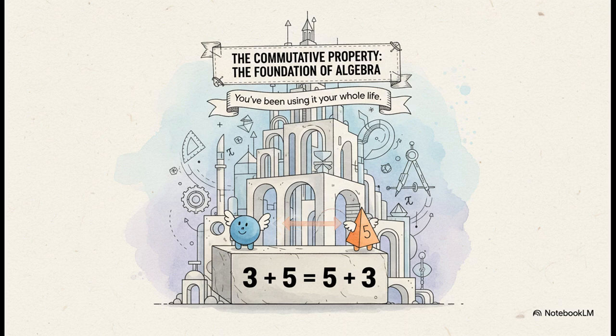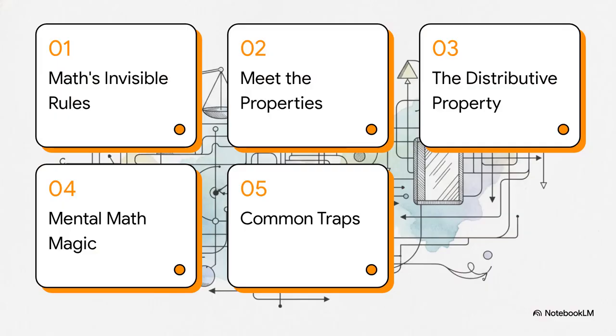We're going to give official names to these rules you already know and show you how to use them on purpose to make math a whole lot easier. So here's what we've got on tap. We'll start with why these rules matter in the first place. Then we'll meet the key properties. We'll put a spotlight on the MVP, see how they create some serious mental math magic, and then we'll finish up with a few common traps you'll want to avoid.